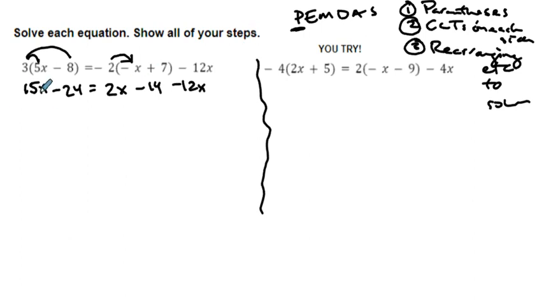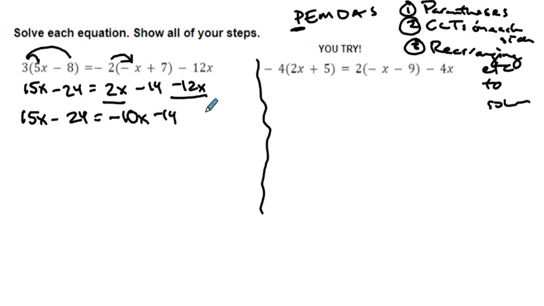Okay, so let's collect like terms. This side's good. You're never going to have more than 2 terms. You're always going to have a variable term and a constant, or one of them, or 0, which is a constant in that case. All right, so on this side I have 2x and I have -12x. That gives me -10x, and then minus 14.